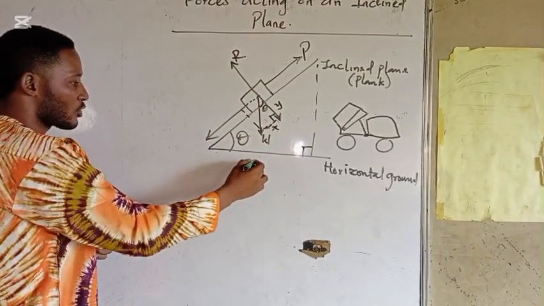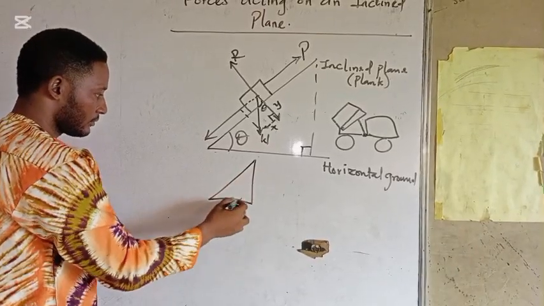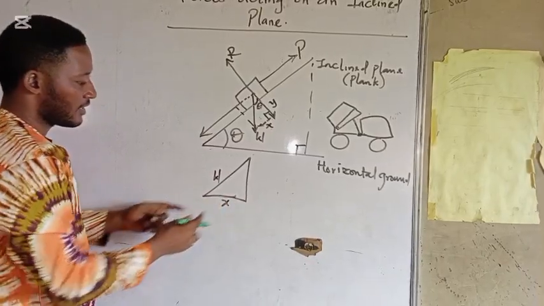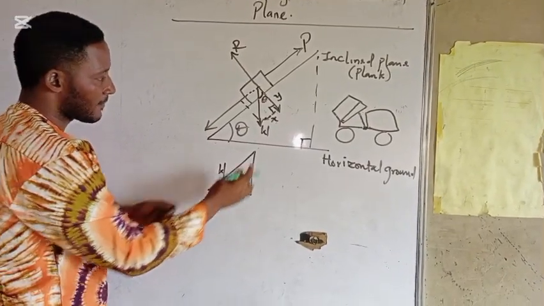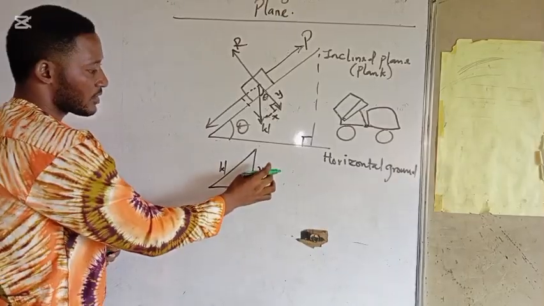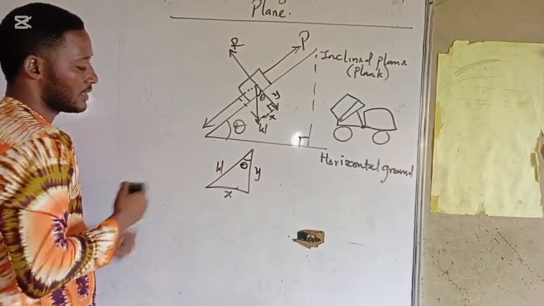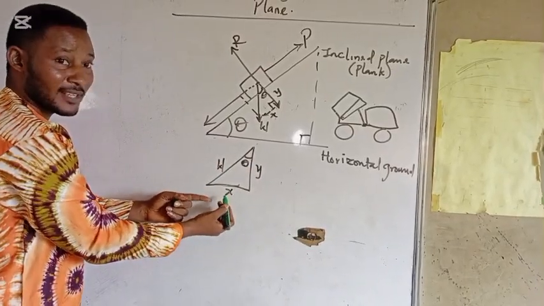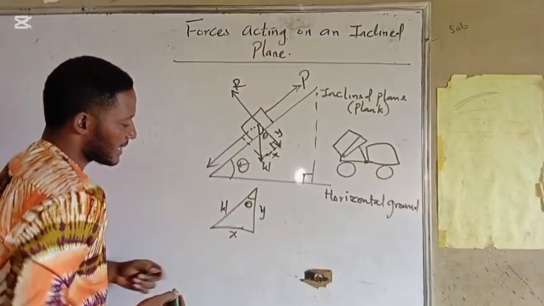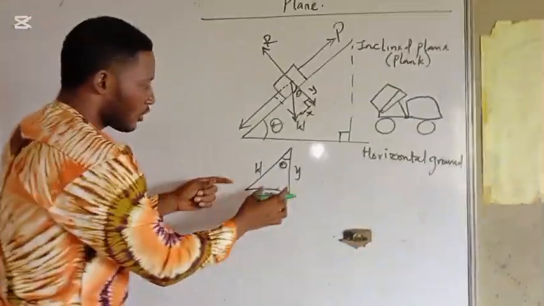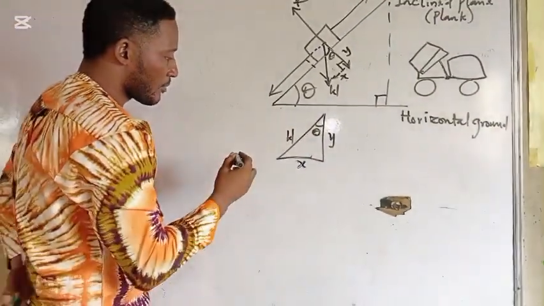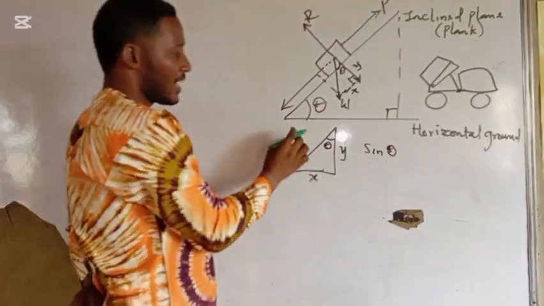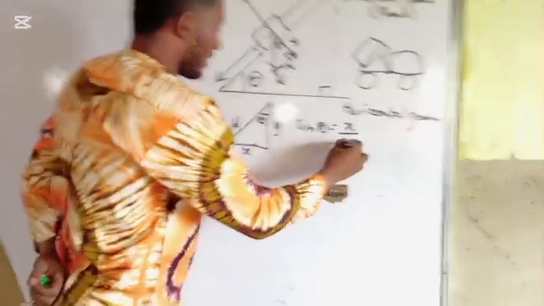So if we extract this triangle, we are going to have something like this. We have the weight of the body, we have the horizontal component of the weight, which is x, and the vertical component of the weight, which is y, and we have the angle theta. Now, the angle is facing x. On that note, x is opposite, y is adjacent, and w is hypotenuse. So, considering the x force, which is the horizontal component, we are going to have sine theta, that is opposite over hypotenuse, that is x over w.